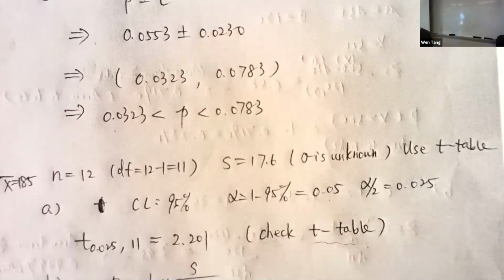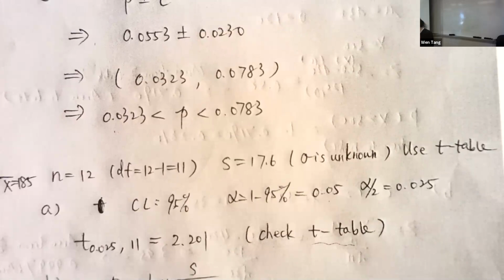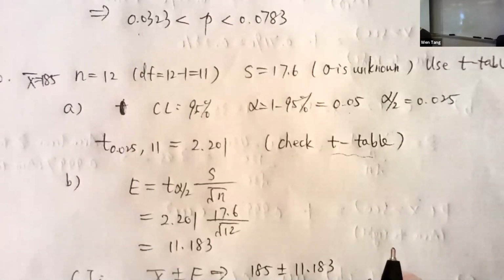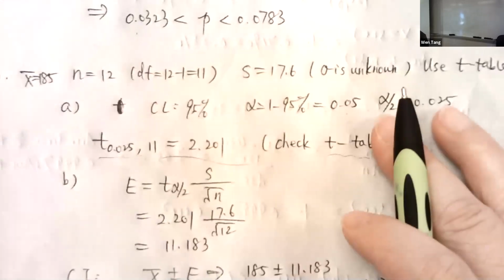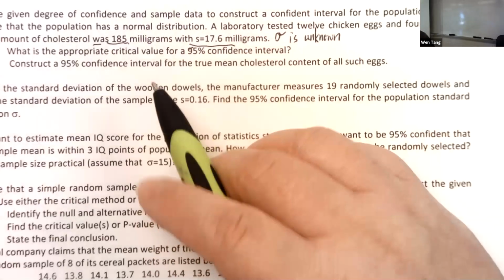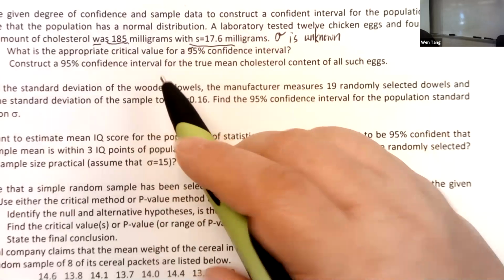Again, if you already forget how to check the Z table, T table, or chi-square table, make sure you check the content for 3 short videos. I posted the videos to show you how to check the tables. After we have the critical value for the first part, the second part, part B, we're gonna construct the confidence interval.